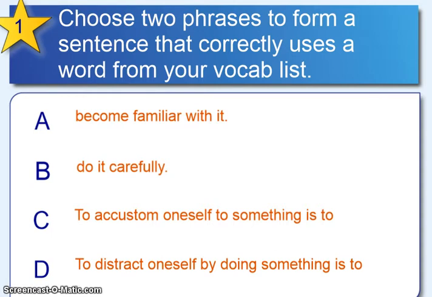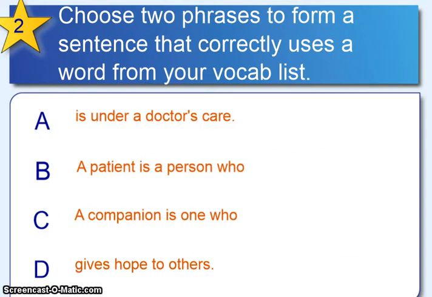Let's just look at D just to make sure, though. So D, to distract oneself by doing something is to A, become familiar with it. That doesn't make sense. Or B, do it carefully. That doesn't work either. So the correct combination would be C, A, right? I would write on my paper on line number 1, C, A, and then I would actually write out the sentence. Now that we've done this one, why don't you try the next few? Remember to pause the video so that you can freeze this screen and actually complete the assignment.